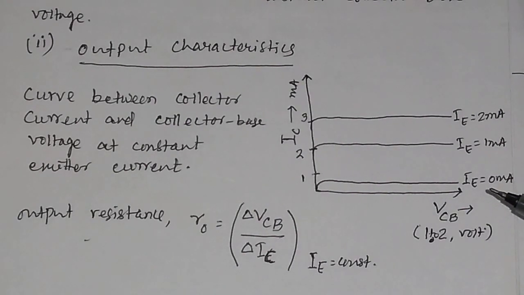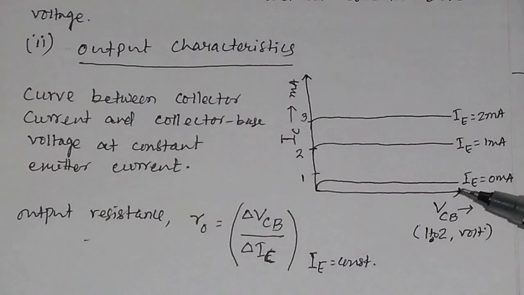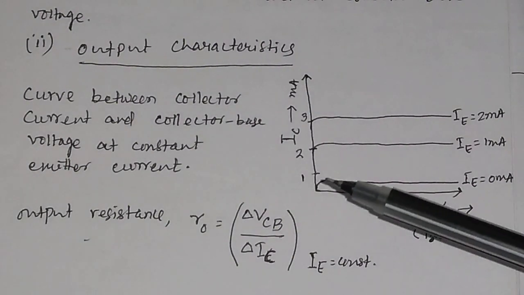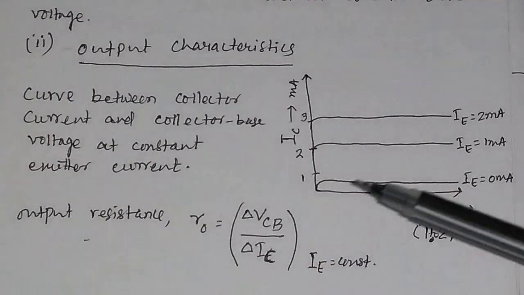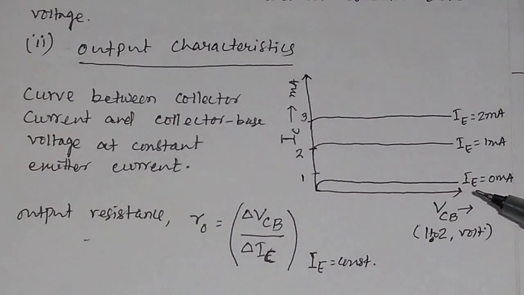And here you have to keep the emitter current constant. That is, in the input you have to keep the emitter current constant, and you will plot the output characteristics at various emitter currents. This is the nature of the output characteristics curve at constant emitter current, that is 0 milliampere, and this is for 1 milliampere and this is for 2 milliampere.